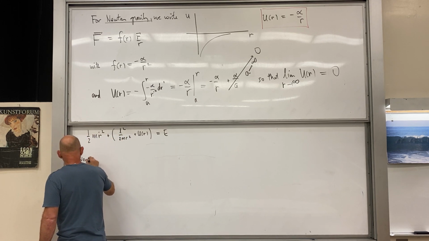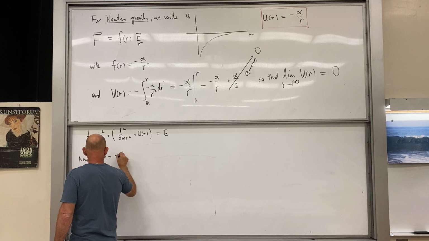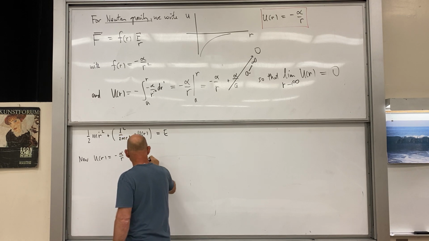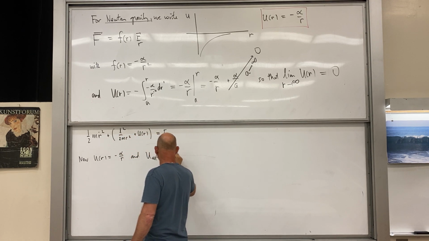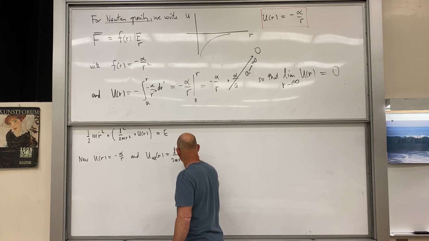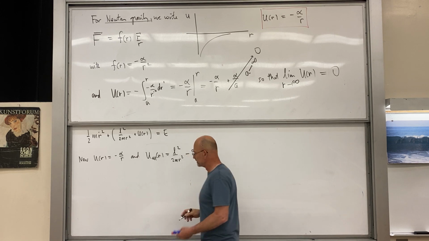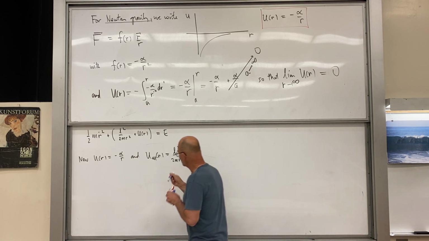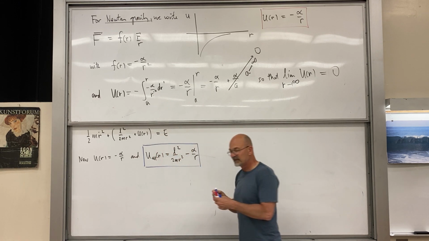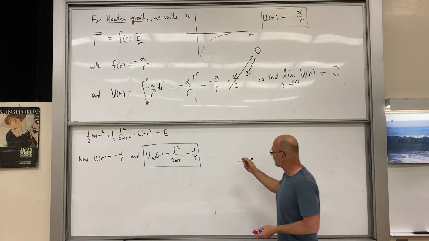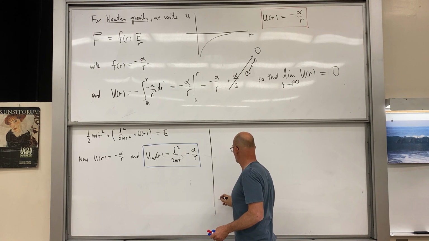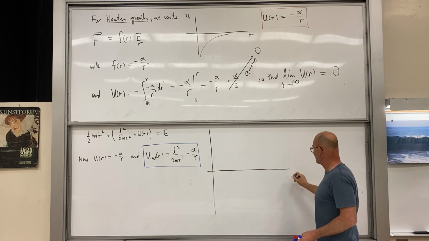So now U of R is minus alpha over R, and U effective of R is L squared over 2mr squared minus alpha over R. So this is the really interesting and rich case that we're studying. Let's draw a nice sized graph. This one, we want to have some room here. We need some room above and beneath the axis.